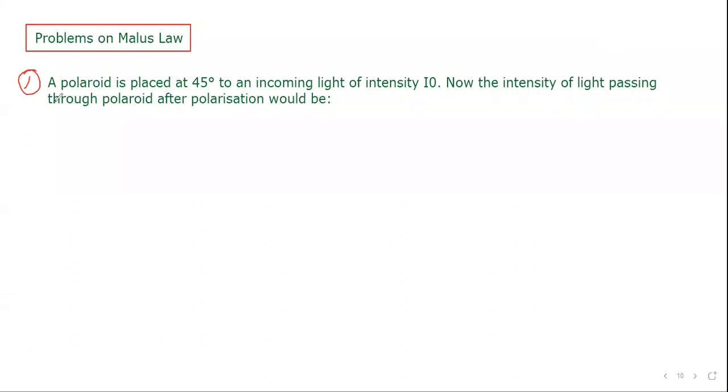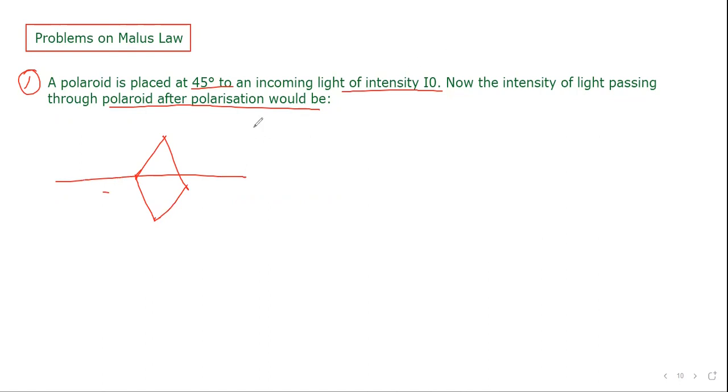Okay, let's see problem number one. A Polaroid is placed at 45 degrees to an incoming light of intensity I naught. Now what is the intensity of light that passes through the Polaroid after polarization? So some light is there and some Polaroid is placed at an angle. I should not have drawn it rightly.